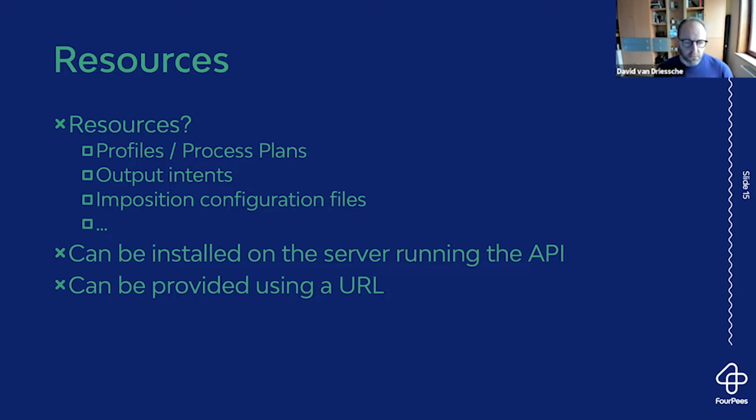So we allow resources to be on the server running the API. So you have a Node.js application. The resources can be specified in a local format. And in that case, it will search for the resource in a local folder that is on that machine. The advantage, of course, is that in that case, you don't always have to send resources back and forth if you make requests. They can also be provided using a URL, and then they're downloaded and used as necessary.